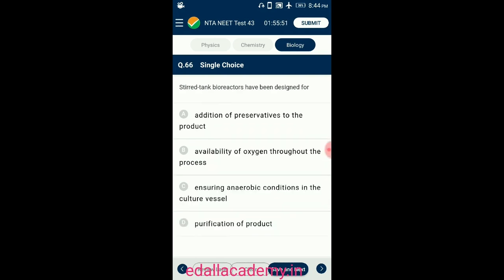Question number 66. Stirred tank bioreactors have been designed for? A stirred tank reactor is usually cylindrical or with a curved base to facilitate the mixing of reactor contents. The stirrers facilitate even mixing and oxygen availability throughout the bioreactor. So the answer for this question is option B, availability of oxygen throughout the process.